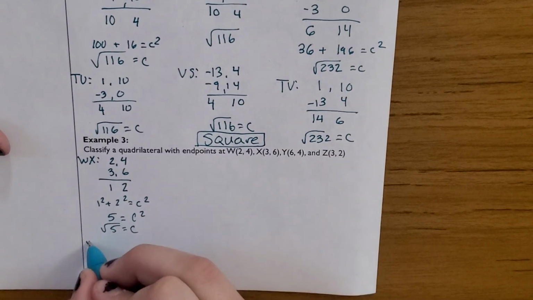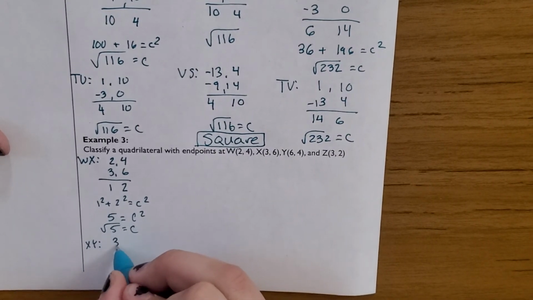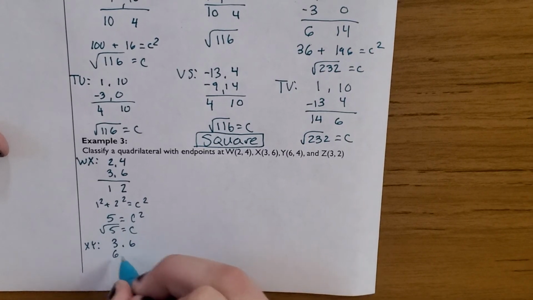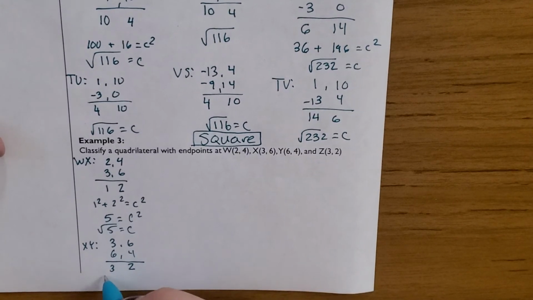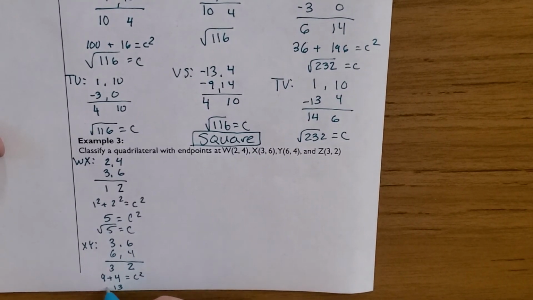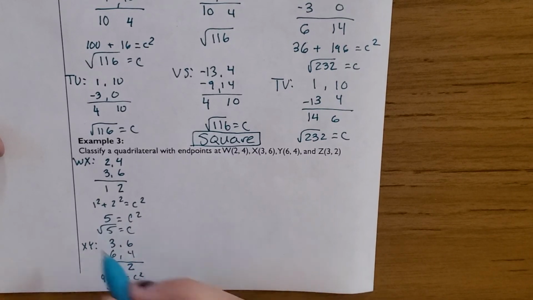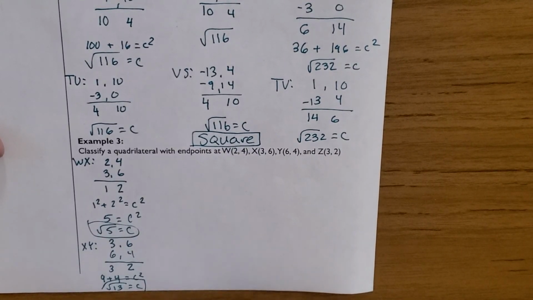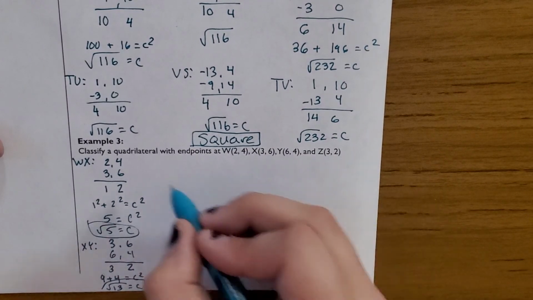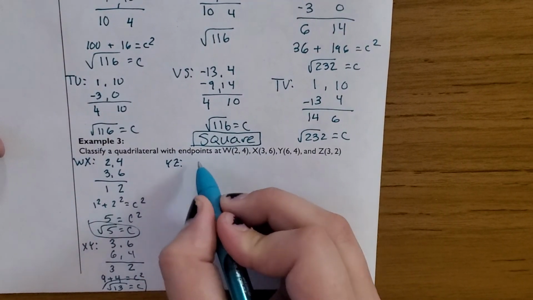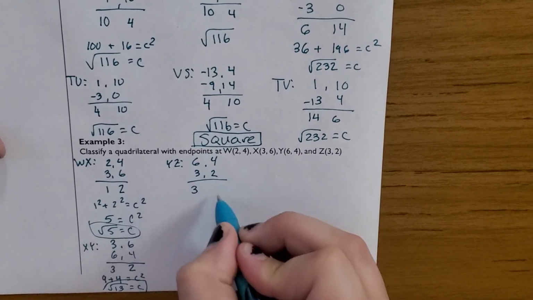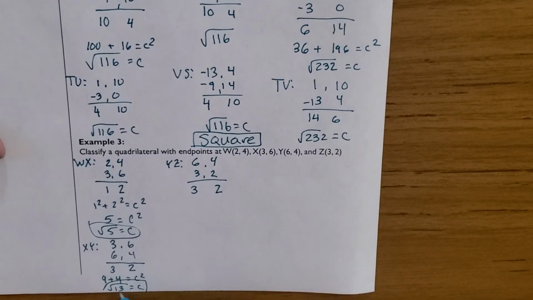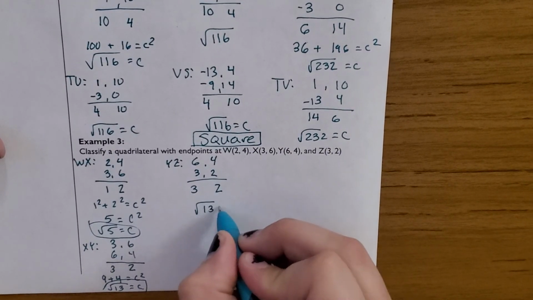X to Y. X is (3, 6). Y is (6, 4). That's 3 units apart, 2 units apart. So I'm going to get 9 plus 4, which is going to be 13 square rooted. So I got square root of 5, square root of 13 so far. All right, so we got Y to Z next. Y is (6, 4). Z is (3, 2). I got 3 units apart, 2 units apart. I've seen that number already. That was down here. Square root of 13 again.